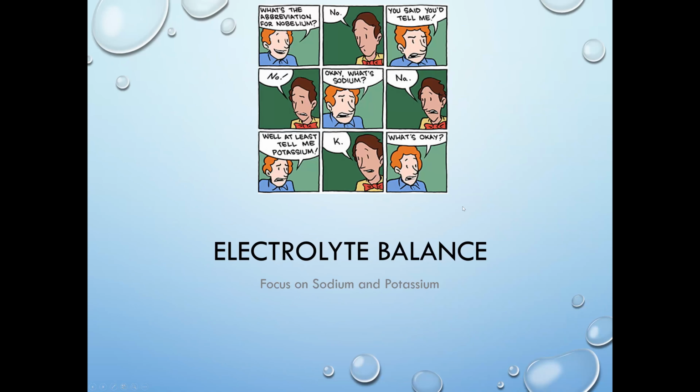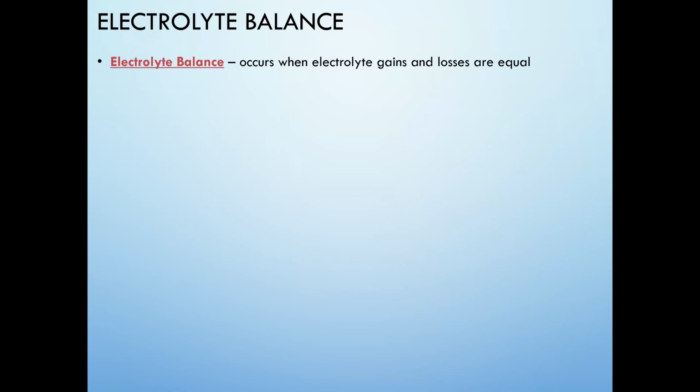So now we'll talk about electrolyte balance, and we're really only going to focus on sodium and potassium. Electrolyte balance is when your electrolyte gains and losses are equal, but it applies to each individual ion. For example, you would be in sodium balance when your sodium gains and sodium losses are equal. As for the importance of electrolyte balance, we've already mentioned this before. The total electrolyte concentration can directly affect water balance because water moves by osmosis toward areas with high solute or electrolyte concentration.